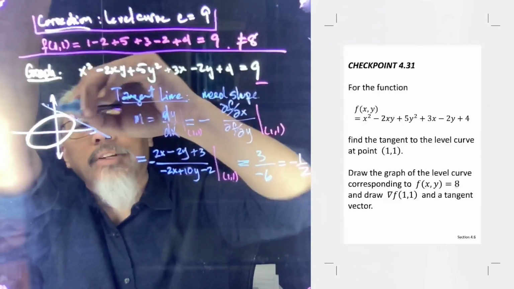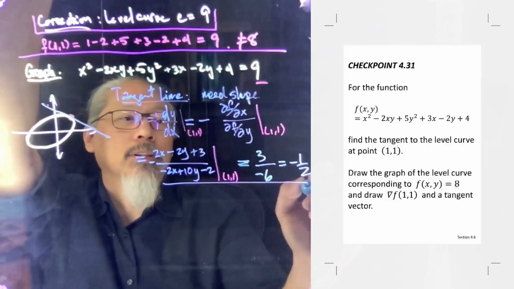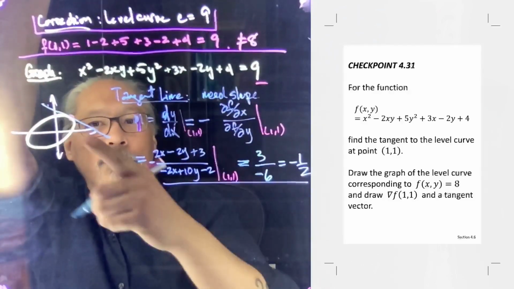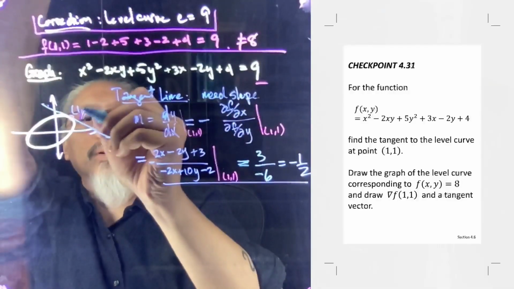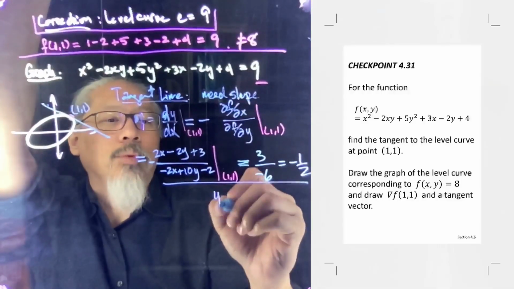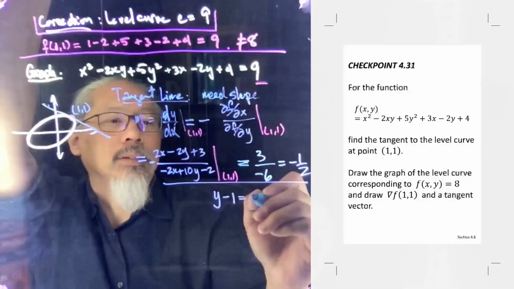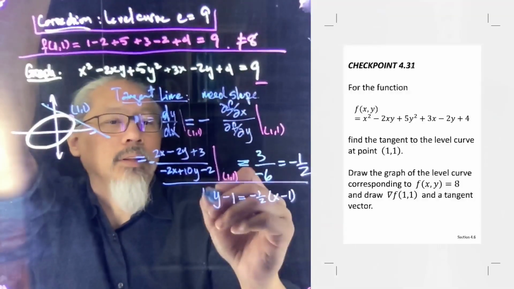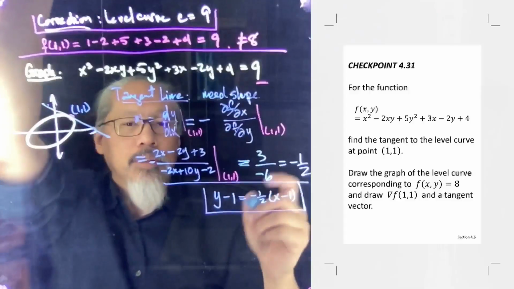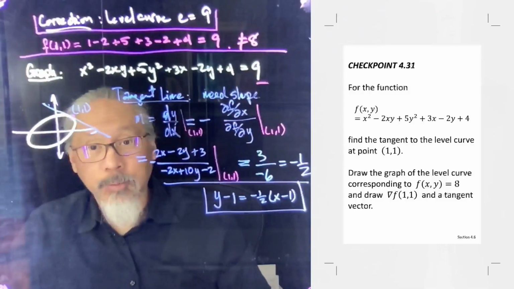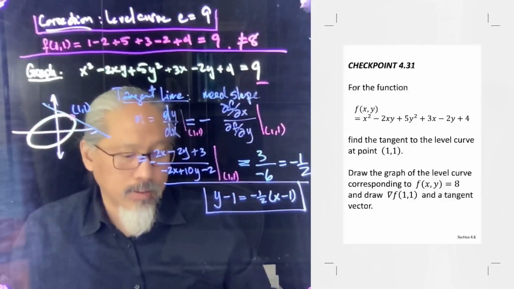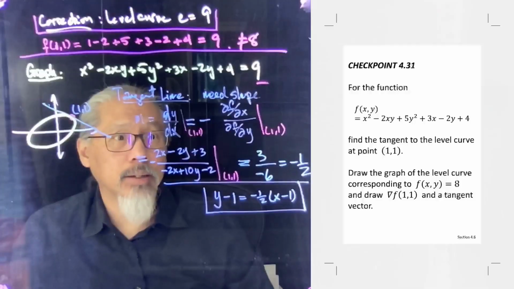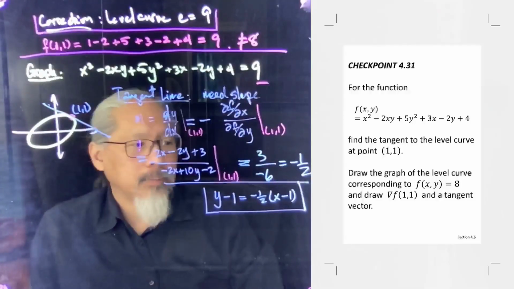And we can find the equation of that line. We have the slope, we just need the point (1, 1). So we have y minus 1 is equal to the slope times x minus 1. You can leave it like that, or you can write it in point-slope form. Okay, now let's find the gradient vector.